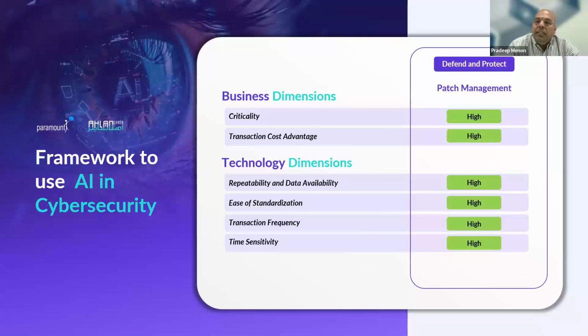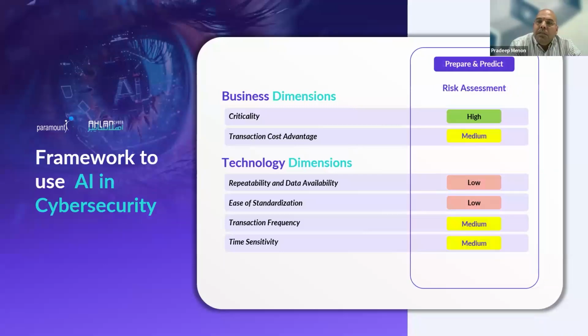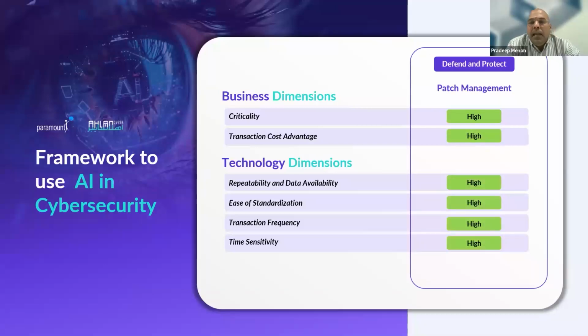So likewise, if I consider patch management: in risk assessment, you saw that there was 1 high, 3 mediums, and 2 lows out of the 6 parameters. When I consider patch management, I get all highs, the criticality because it's a very highly critical activity. Still, most of the successful attacks happen because of non-patching of systems, servers, applications, and various other items. So it's a very critical activity for business. It could also mean survivability of the business itself.